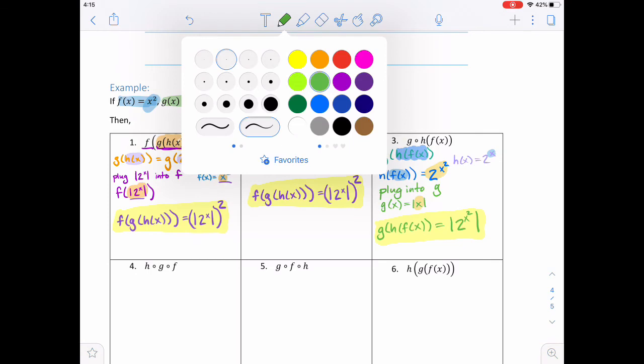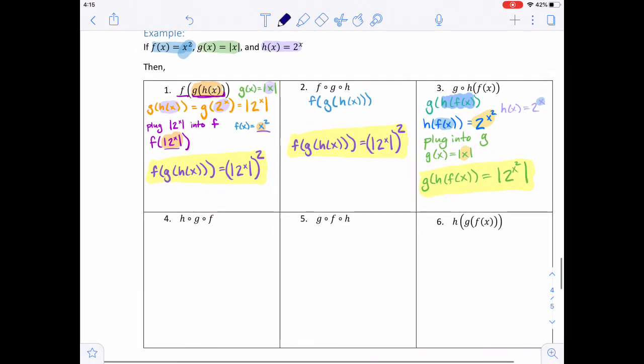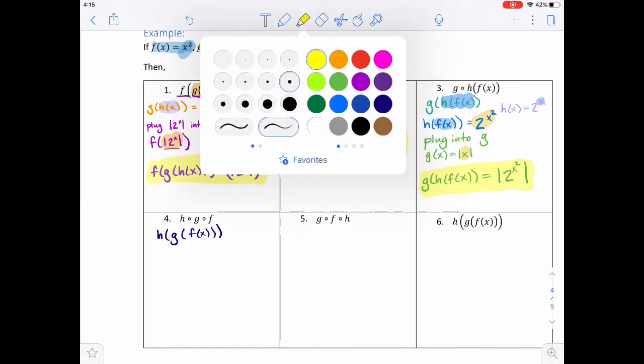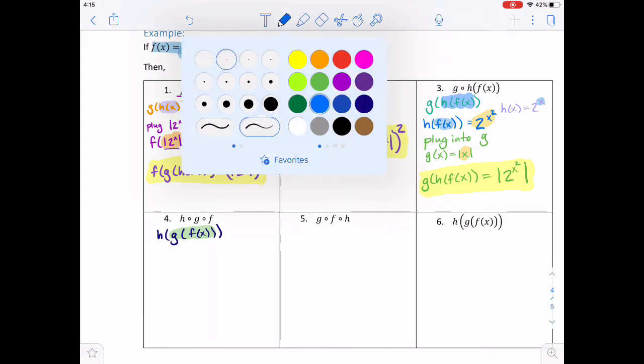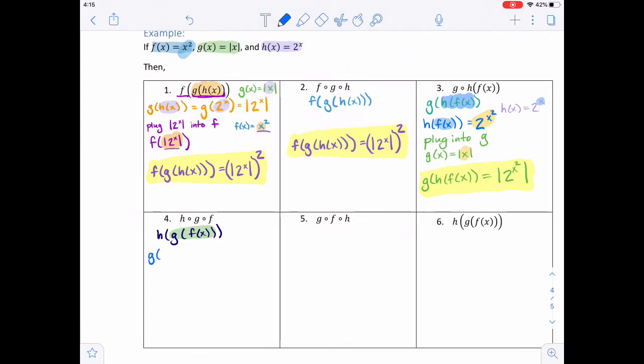All right, let's look at our next one. Here we've got h of g of f of x. Close everything off. Got to work from the inside out. First thing we're going to do, g of f. So have we done g of f yet? Nope. So we got to do it from scratch. So we're plugging f into g. Well, g is absolute value of x. F is x squared. So we're putting x squared into absolute value. We're plugging f into g.